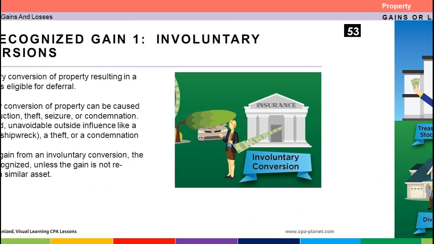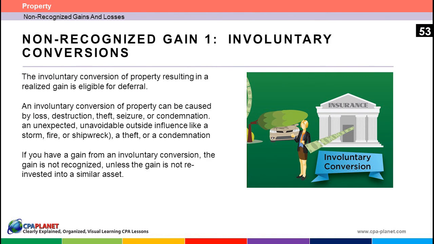Okay, non-recognized gain 1, involuntary conversions. Involuntary conversion of a property resulting in a realized gain is eligible for deferral. For example, involuntary conversion can be caused by loss, destruction, theft, seizure, condemnation. So for example, a tree falls on your car and the insurance company pays you money. That's an involuntary conversion. Then you reinvest that in a new car, you don't have a gain.